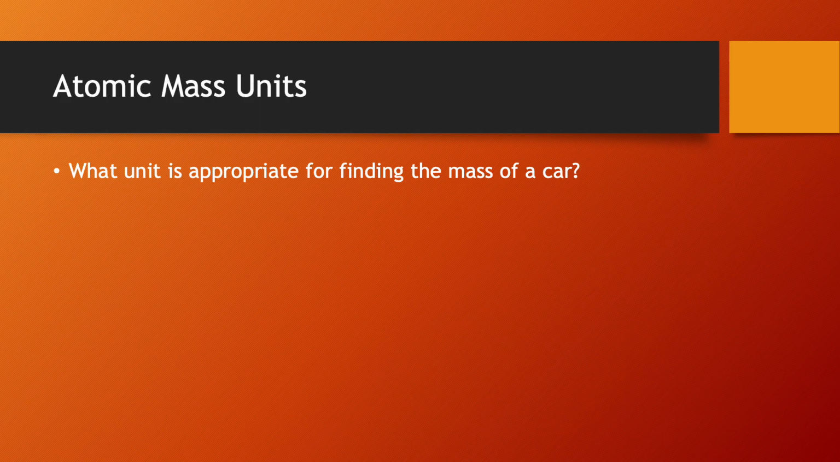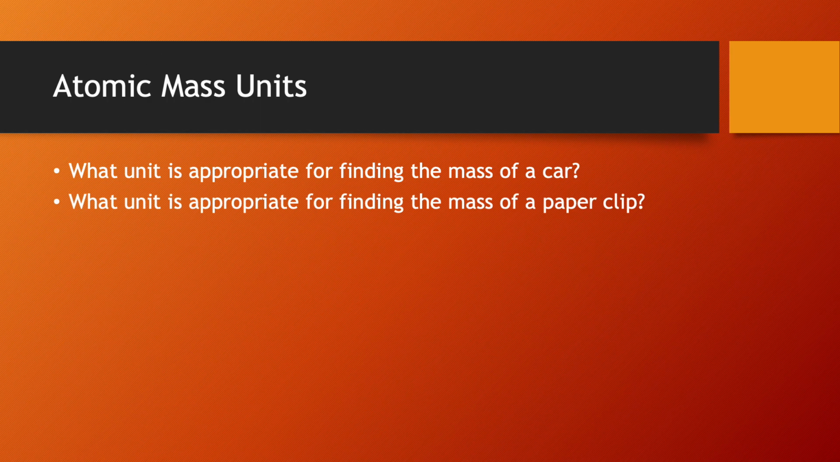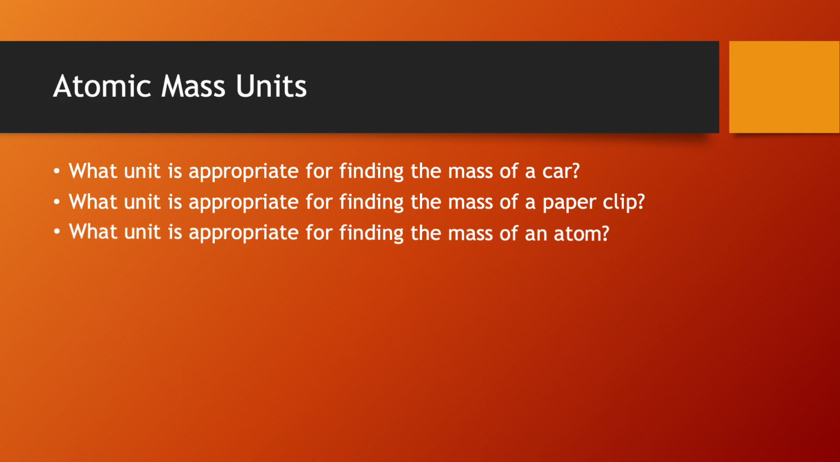If you wanted to know the appropriate unit for finding the mass of a car, you would use kilograms. Cars are very, very big. The appropriate unit for finding the mass of a paperclip, paperclips are really tiny, you would use grams. The appropriate unit for finding the mass of an atom, atoms are extremely small, you would use atomic mass units, abbreviated AMU.